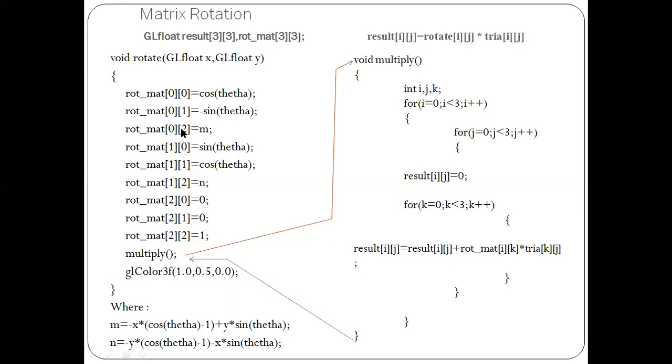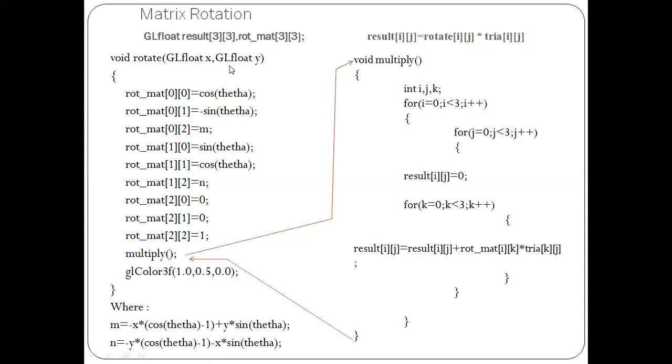What was there for the pivot point? So the pivot point was minus x into cos theta minus 1 plus y into sin theta, that I have represented as m. Okay, so next row it was sin theta, cos theta. And next it is minus y into cos theta minus 1 minus x into sin theta, that I have represented as n. Then the third row was 0, 0, 1.